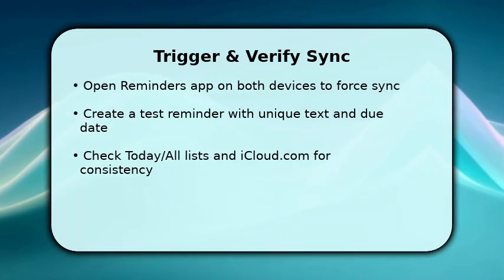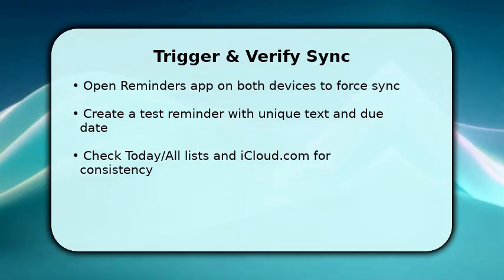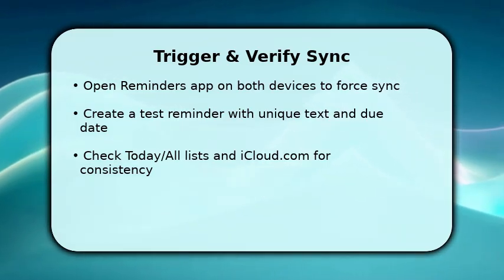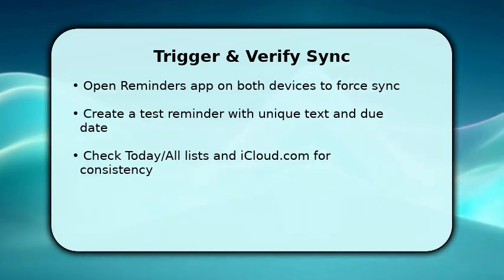Pull down in the iPhone Reminders list and click View, Refresh, or close and open Reminders on Mac. This confirms that events propagate if you see the item on both devices and on iCloud. Syncing is working correctly. If not, proceed to the next step.